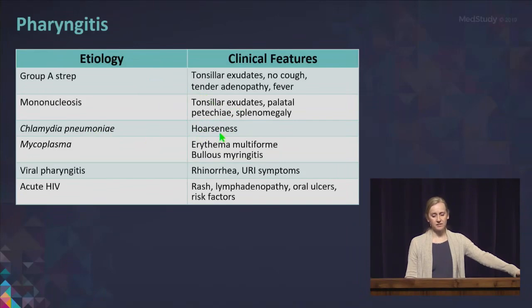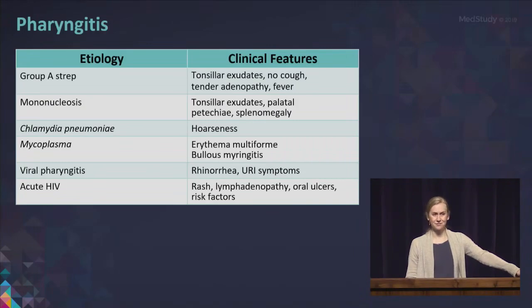Chlamydia pneumoniae can cause a pharyngitis. It usually is associated with hoarseness. And then mycoplasma can cause a pharyngitis that's associated with erythema multiforme, right? So this rash all over your body, and problems like bullous laryngitis.